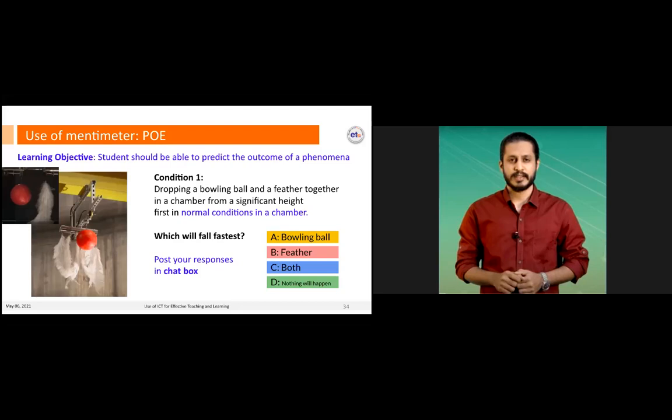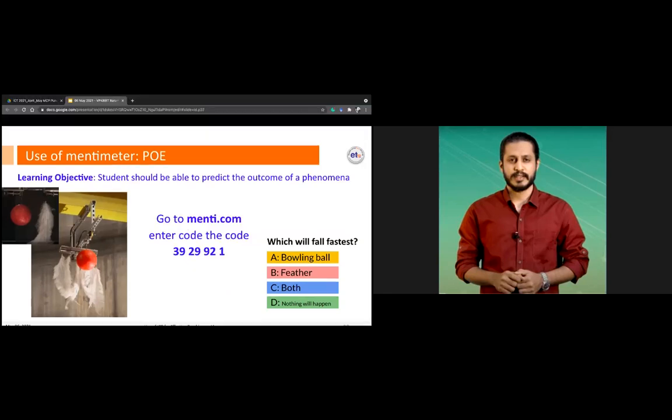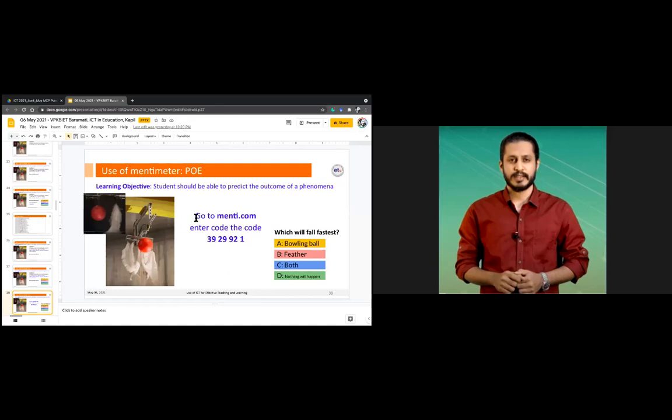Now, what I would do is change this condition. Condition 2 is: which will fall fastest after virtually all the air has been sucked out of the chamber? Somebody is talking about vacuum here, right? So what will happen in this condition? This time, don't respond in the chat box. These are the same options. What I want you to do is go to menti.com and enter this code. I will just copy and paste this in the chat window.